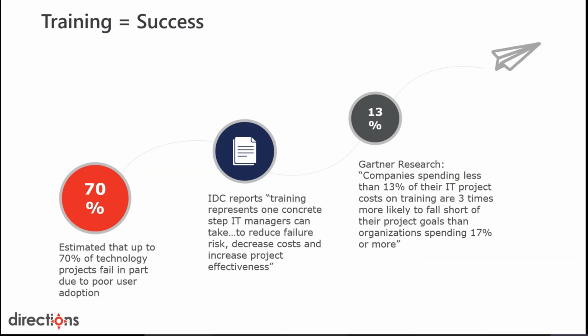Now, for Directions training, training means success, and we plan to have all our customers attend these trainings even during these times when we cannot see each other too much. We do believe that training is more important than ever, and it should remain one of the most important activities during working times. An estimated up to 70% of technology projects fail in part due to poor user adoption. This means training from the very beginning with the administrators, training with the end users, refreshers on the trainings, and so on.